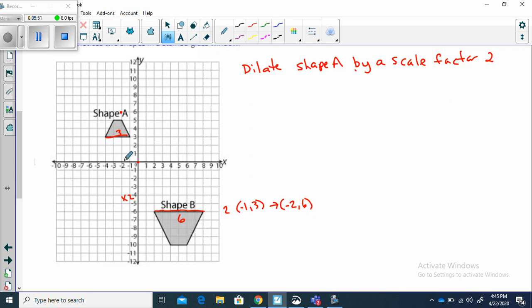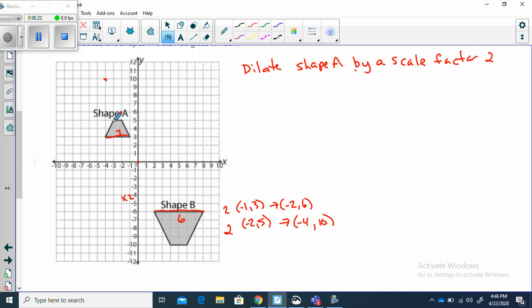This point is currently at -2, 5. If I dilate it by 2, I'm multiplying it by a scale factor of 2. 2 times -2 is -4. 2 times 5 is 10. -4, 10. Okay, so we're at -4, 1, 2, 3, 4, 5, 6, 7, 8, 9, 10. Okay, that's where this point goes to, right?